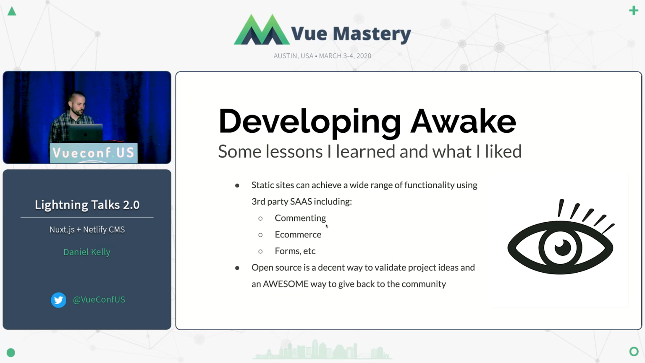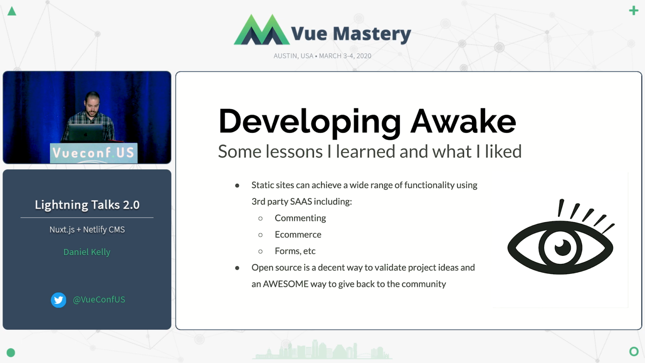So I found out real quick that static sites can really achieve a very wide range of functionality using different third-party systems. For instance, in the premium version of Awake, I really hope to support e-commerce. Well, there's actually a Vue solution for that. It's called Snipcart, and I was able to implement it very quickly. Commenting was provided by Discuss, a very simple setup there, forms and all that. So I wasn't limited by the fact that this was a static site. A lot of times we think of static sites as being a little dumb, but they don't have to be. And Nuxt provided a great way for me to do that very easily.